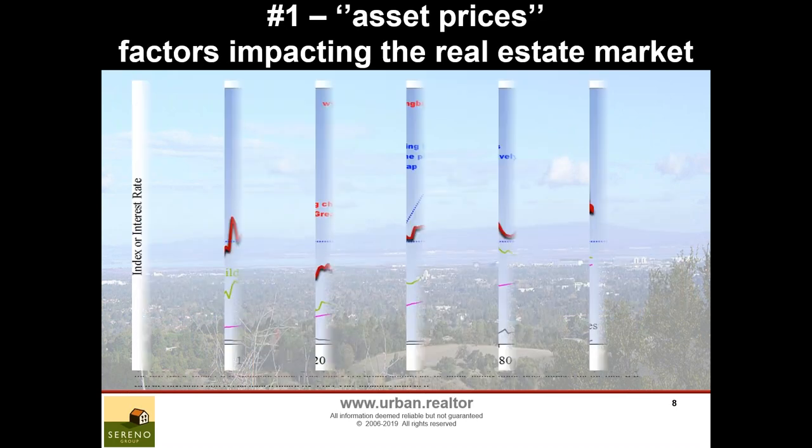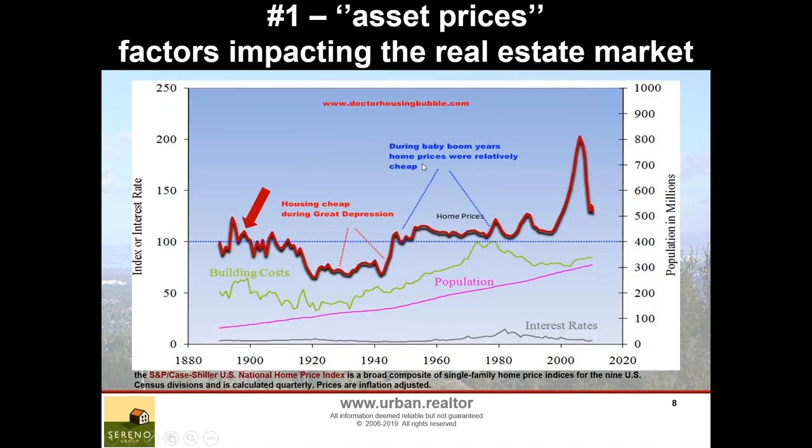So let's get started. To start, let's understand what the factors are that impact the real estate market in general. The chart that we are looking at was developed by S&P Case-Shiller. This is a national home price index. The red chart represents the home price index since the late 1880s, and what we see is that those prices obviously fluctuate over time. The dotted line next to the 100 is inflation adjusted.